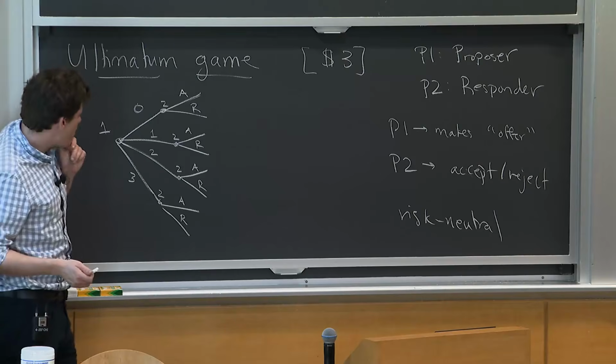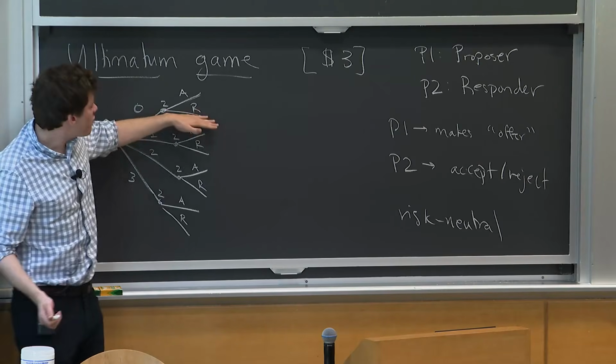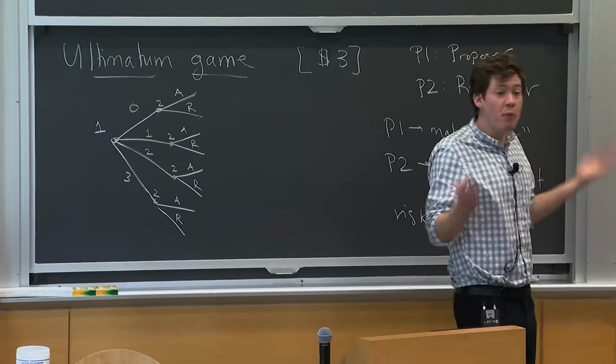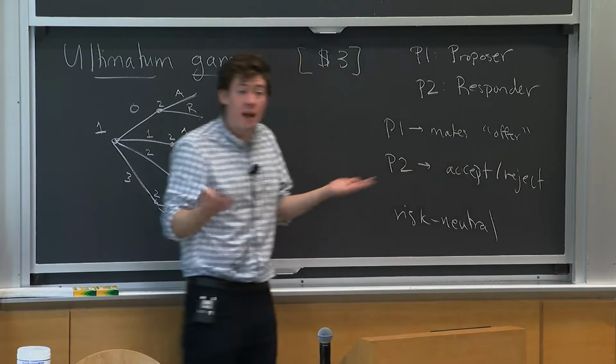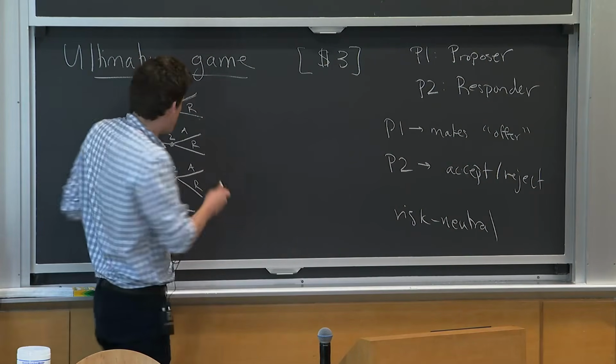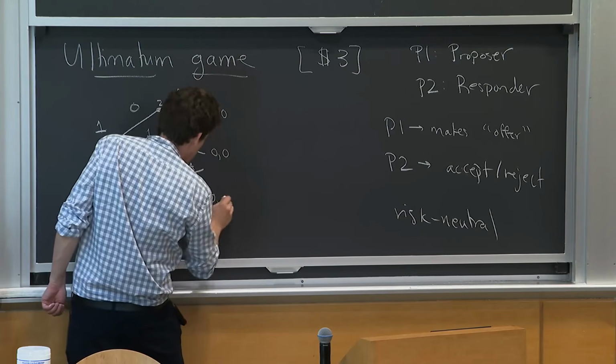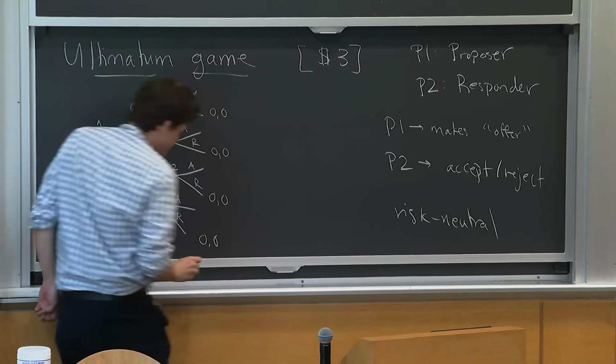And now let's make sure we get the payoffs right. So whenever the second player rejects the offer, no matter what the offer was, both players get 0. Right? That's the rule of the game. If the offer is rejected, you both get 0. So we're going to have 0, 0, 0, 0, 0, 0, and 0, 0.